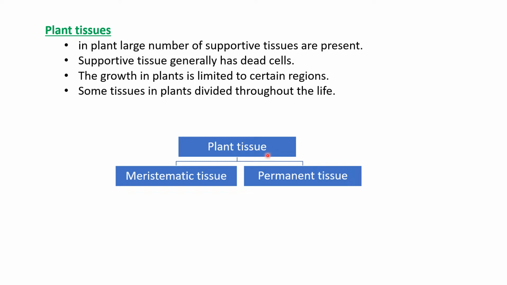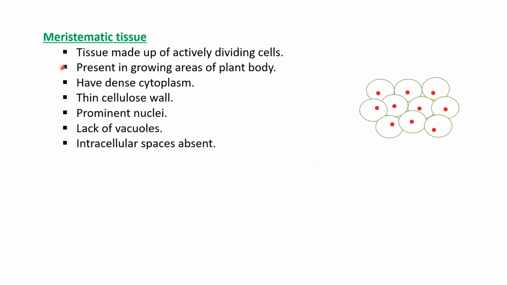Then we see types of plant tissue. Generally, plant tissues are of two types. What are they? One is meristematic, another one is permanent. Now see, what is meristematic tissue? Actually, the meristematic tissues are responsible for plant growth. Already you knew that plants grow throughout life. So here you see tissues made up of actively dividing cells. That means meristematic tissues are responsible for growth of a plant.